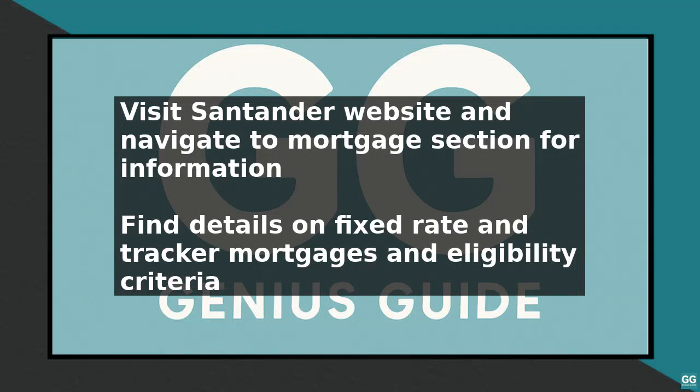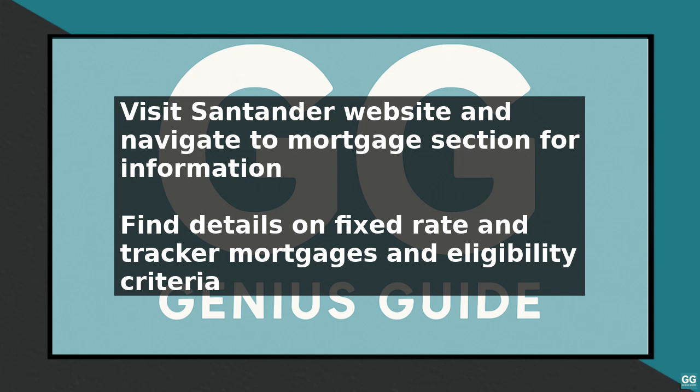To use the Santander mortgage application, start by visiting the Santander website and navigating to the mortgage section. Here, you can find information about the different types of mortgages they offer, including fixed rate and tracker mortgages. Before applying, it is essential to check if you are eligible for a mortgage with Santander.